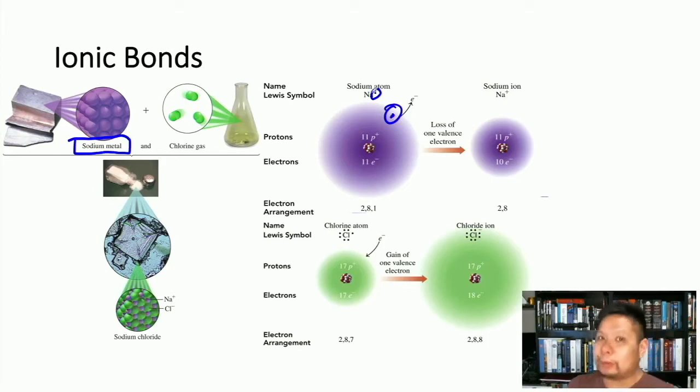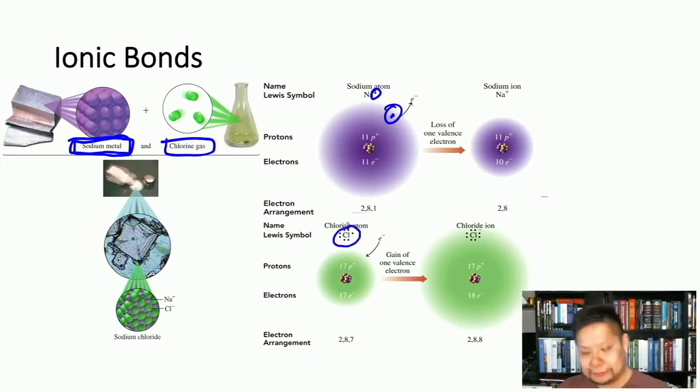So it's actually more important for an atom to have a full outer shell than it is for it to be neutral. In the case of sodium here, it's got that extra electron just hanging around. It needs to go somewhere. But then you have chlorine gas, which has 7 electrons.